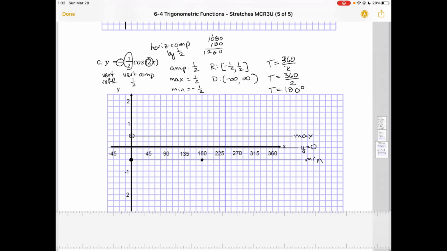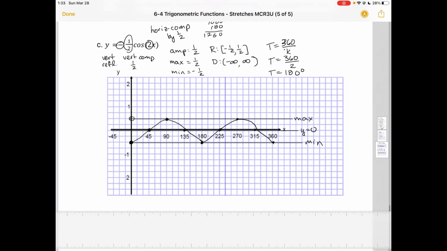So when I divide that distance in 2, I get 90 degrees. Then I divide that distance in half again, and in half again. And now I have my inverted cosine, and it is squished together. If I wanted to do another cycle, I can repeat the same pattern, and then it would go up and down one more time. Those are some examples of horizontal stretches and compression.